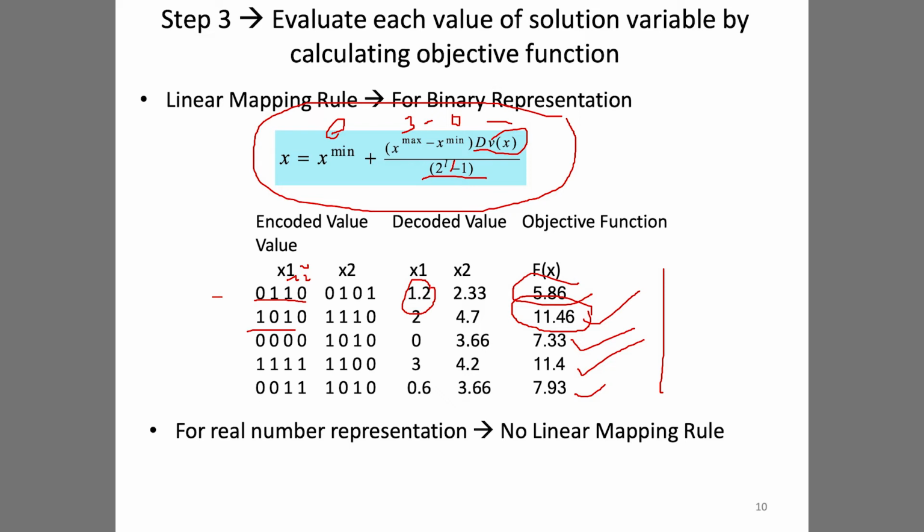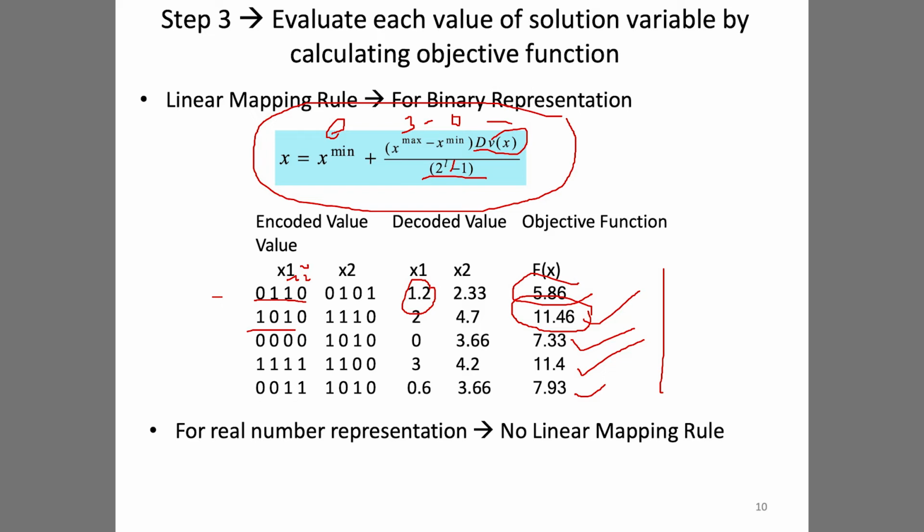Let me go to the third step. In the third step, the randomly initialized set of possible values are chosen one by one, and substituted into the objective function in order to get the capital F value. If it is a real number representation, we need not worry about anything. Straight away we choose the value and substitute it in the objective function. Suppose you go for a binary number representation, then you need to do a little additional task in order to fulfill the situation. So what is that additional task?